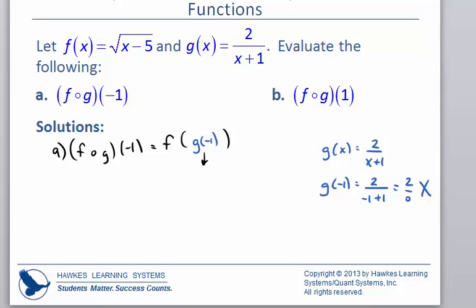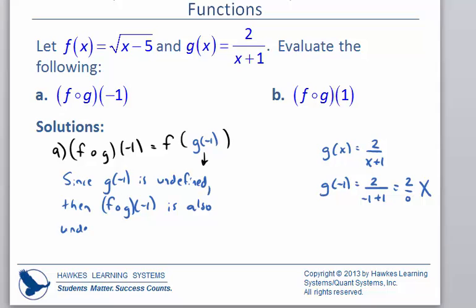So the issue is that if a part of this thing is undefined, then the entire problem is going to be undefined. So our answer here is something along the lines of, since g of -1 is undefined, then f composed with g of -1 is also undefined. And we can't go any further with this particular problem.